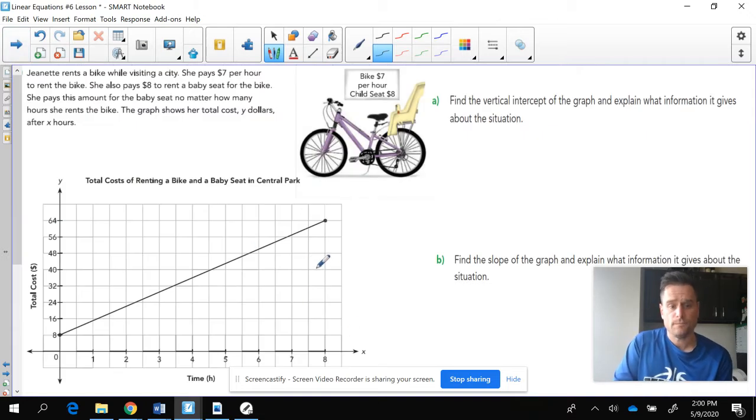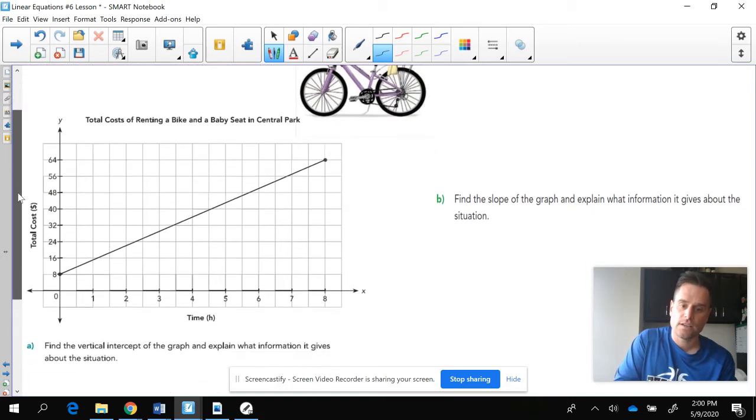We're going to take on one more, and then we're going to do some review. Let's say Jeanette rents a bike while visiting a city. She pays $7 per hour to rent the bike. She also pays $8 to rent a baby seat for the bike. Okay. She pays this amount for the baby seat no matter how many hours she rents the bike. It says the graph shows her total cost, y dollars after x hours.